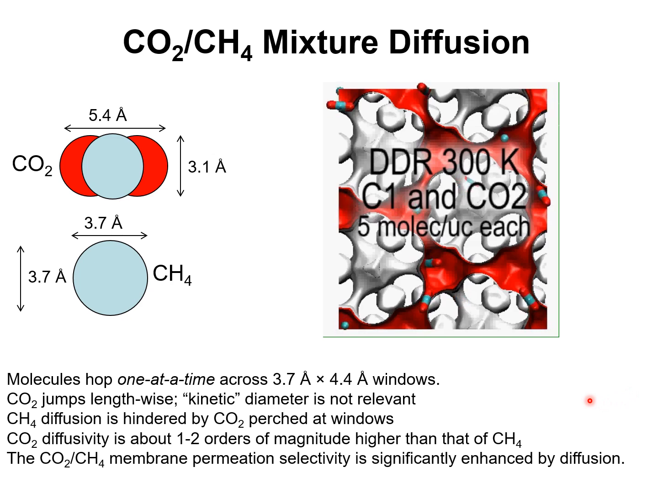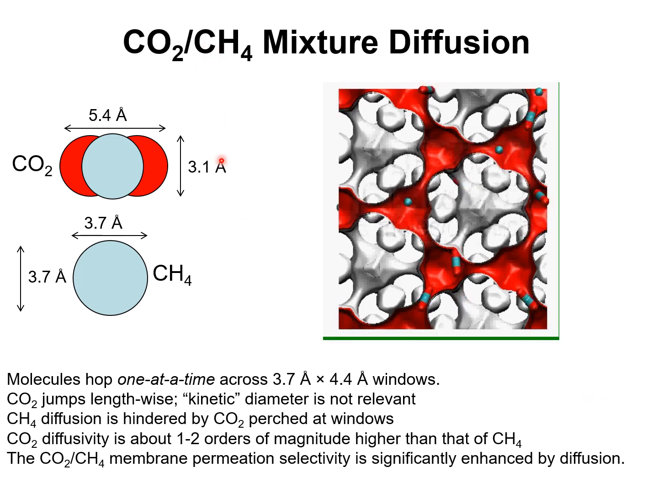So let's look at CO2/CH4 mixture diffusion. You can see the CO2 perched at the window and is able to cross the window in a lengthwise manner. Whereas for the duration of this animation, no methane molecule has crossed the window.